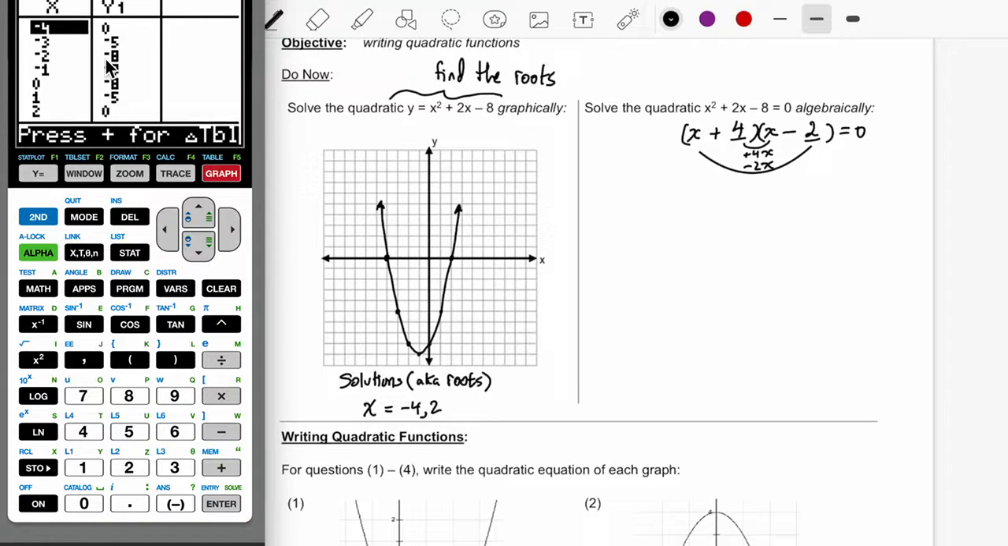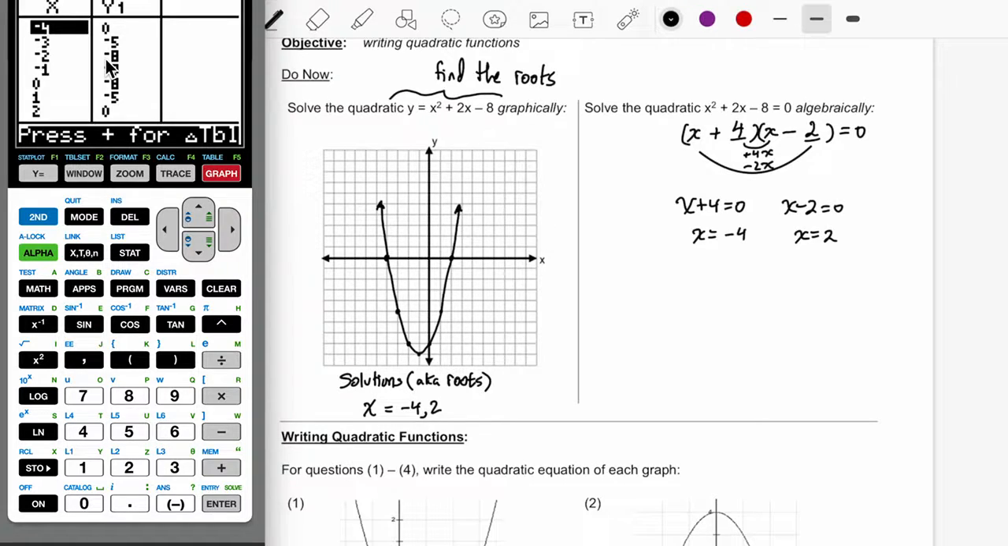So now I'm going to set each of my factors equal to 0 using the zero product property. And get my results, -4, +2. Which, honestly, you wouldn't know this going in, but it makes sense because this is the equation that gives that graph, right? They're the same problem.